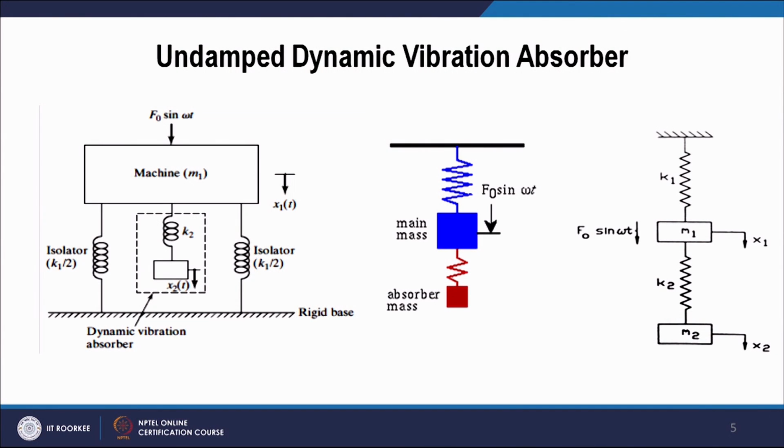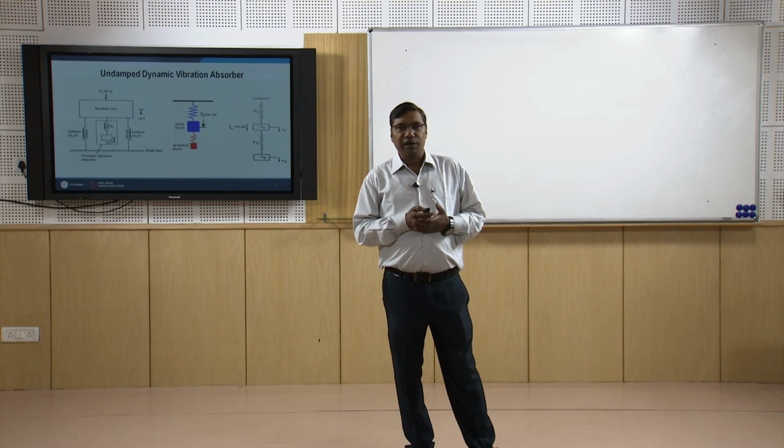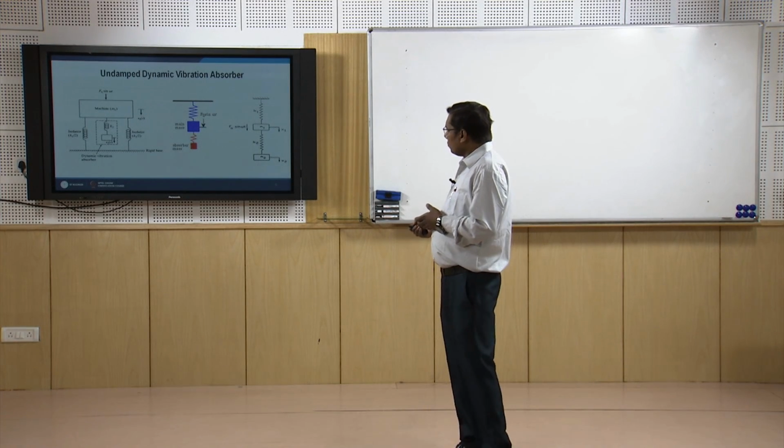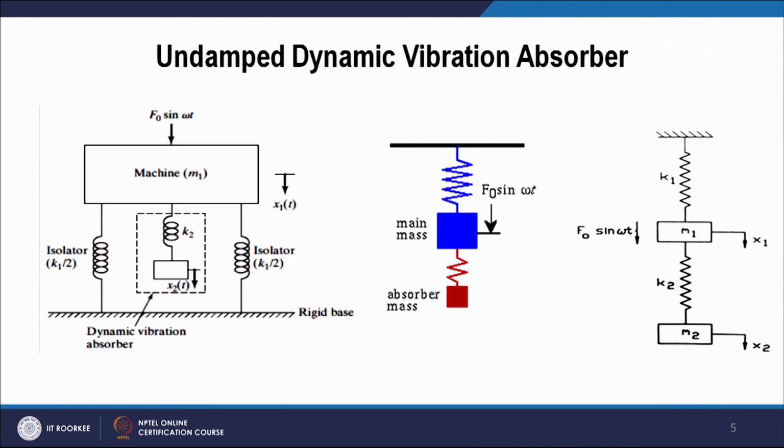So the main system is represented by the mass m1 and stiffness k1, because here there are 2 springs, k1 by 2 and k1 by 2 stiffness. So the total stiffness, because they are in parallel, will be k1. So the main system is represented by a mass m1 and spring constant k1, while the absorber system is represented by mass m2 and stiffness k2, and this system is attached to the main mass.